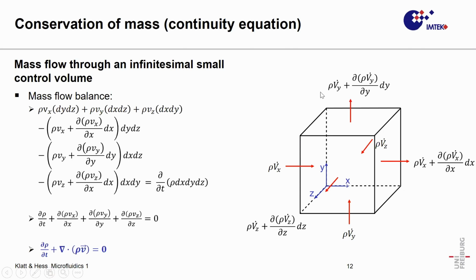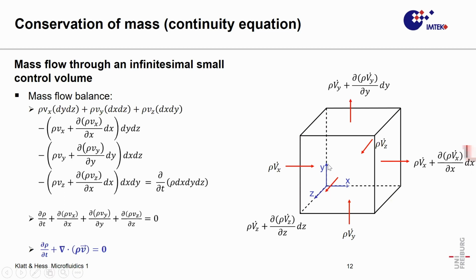In a very similar way, we can also analyze the mass flow balance into all three directions. This is done on this slide. While it looks complicated at first, it follows the very same pattern. You have the two terms we already discussed, which enter through this area and leave through this area. So you already know those two terms.